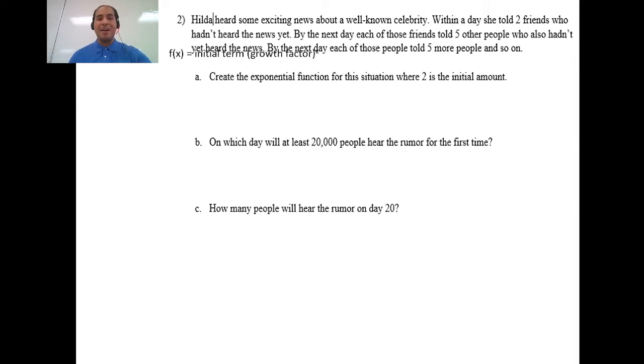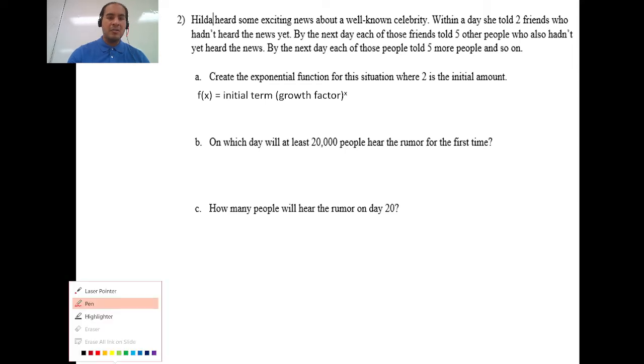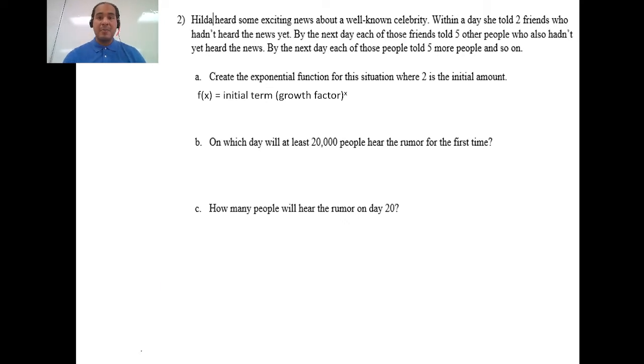So we're going to apply our same form for using exponential functions. We're going to create an exponential function using the form initial term times growth factor to the power of x. Now in this case, we have to look at what our initial term is. It actually says so in the problem. Create the exponential function for the situation where 2 is the initial amount. I knew it was there somewhere. Sorry, I forgot where it was. There it is, where 2 is the initial amount.